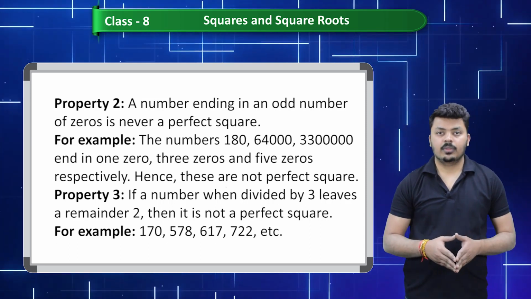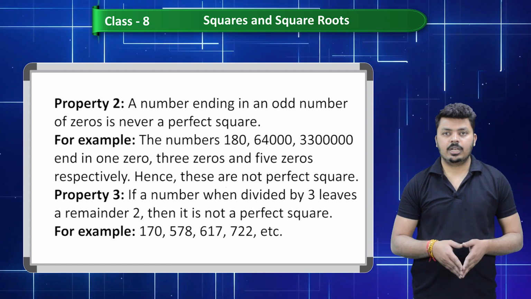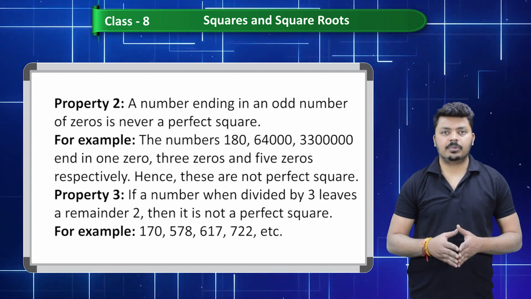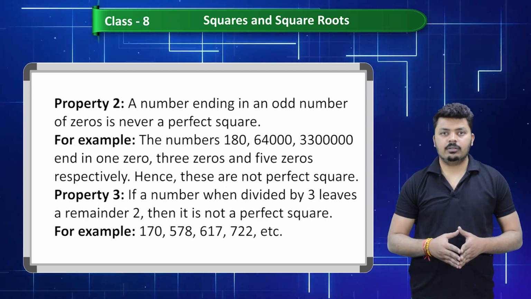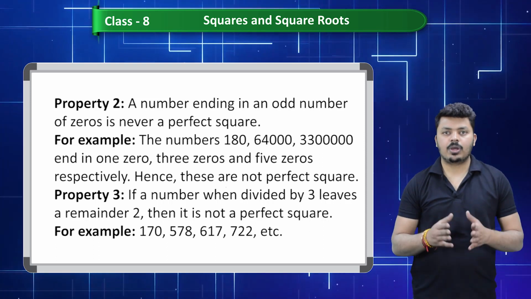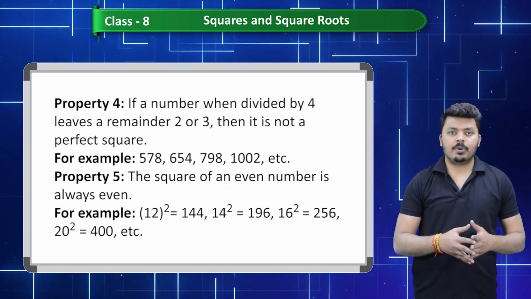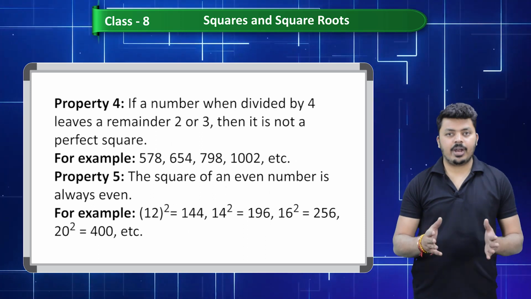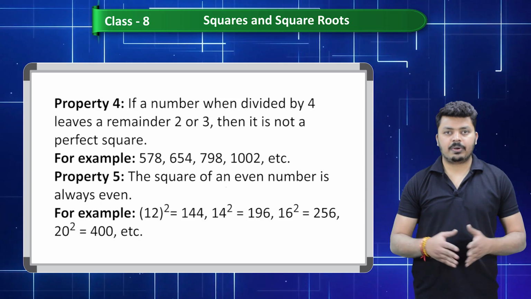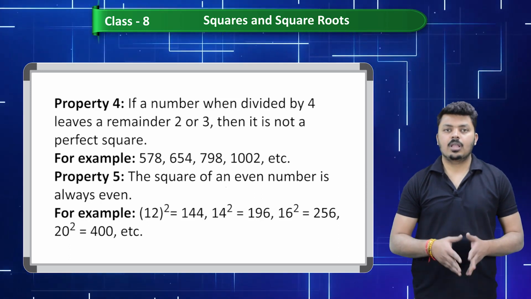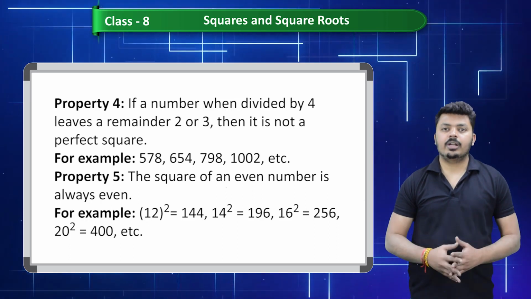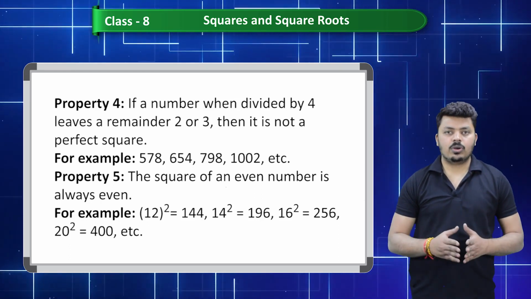Property 3. If a number when divided by 3 leaves a remainder 2, then it is not a perfect square. For example, 170, 578, 617, 722, etc. Property 4. If a number when divided by 4 leaves a remainder 2 or 3, then it is not a perfect square. For example, 578, 654, 798, 1002, etc.